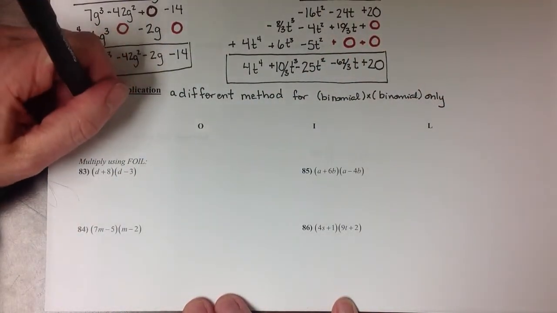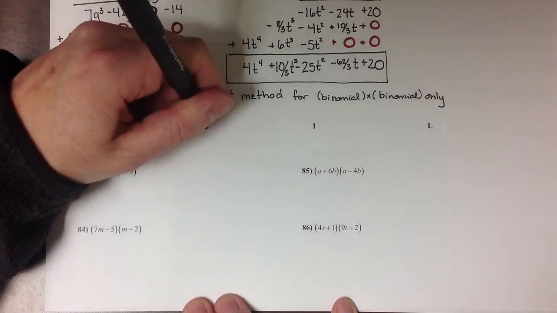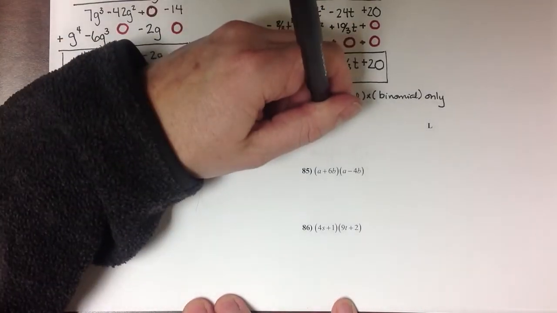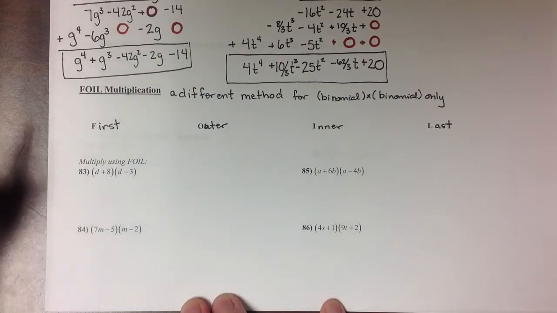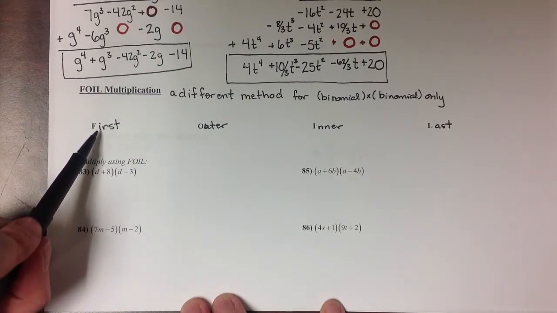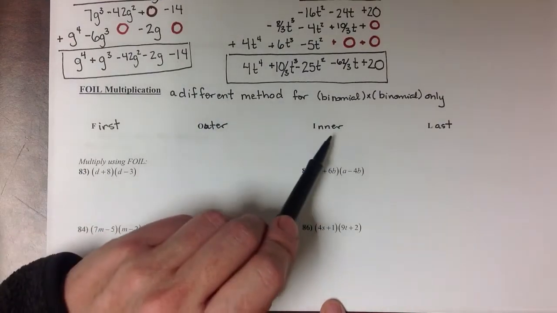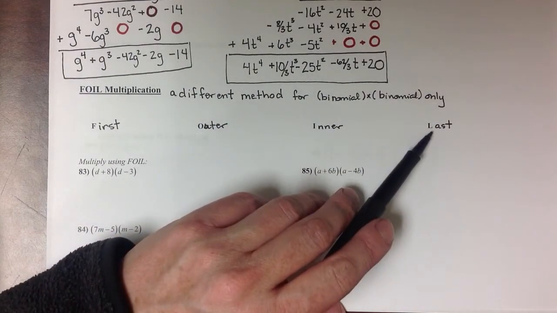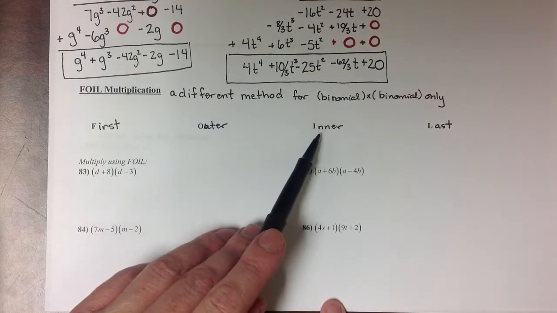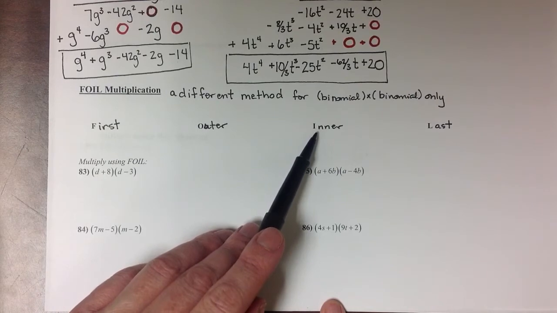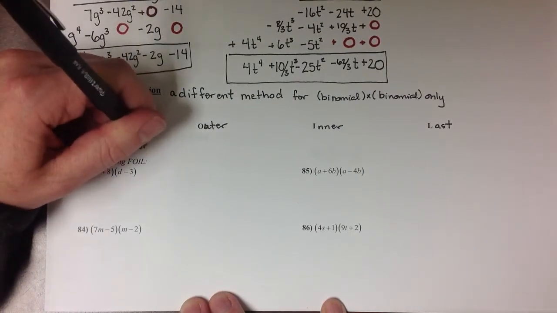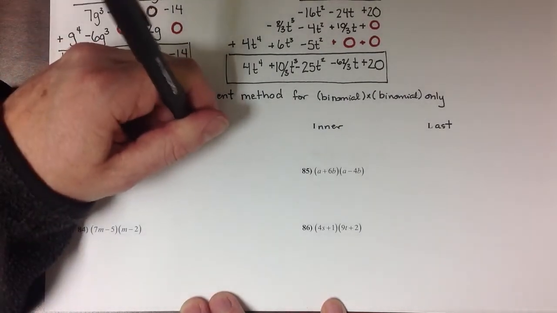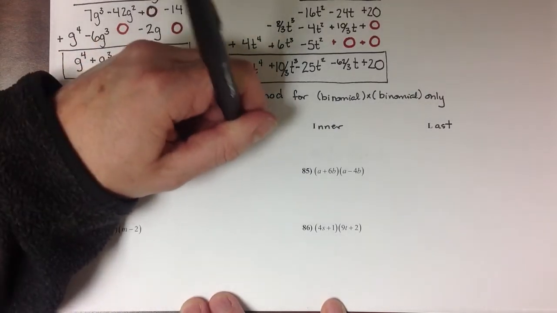only. Okay. So FOIL stands for first, outer, inner, last. Okay. And that's the order that we're going to do the multiplication in. We'll multiply the first two terms together, then the outer terms together, then the inner terms together, and then the last terms together. And these outer and inner terms will often be similar or like terms, so if they are, you're going to want to combine any like terms at the end.